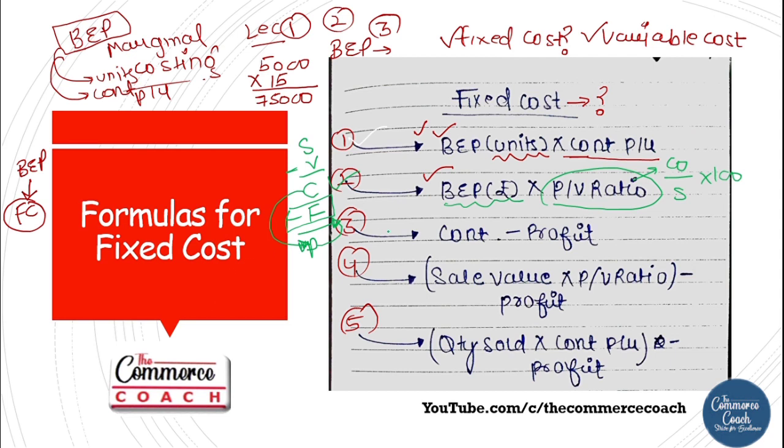Okay, I guess no doubts are there regarding this formula. So the third formula has also been done. Now the fourth one, sale value multiplied by PV ratio minus profit. See, nothing new. Why? See, sales multiplied by PV ratio is nothing but it is contribution.